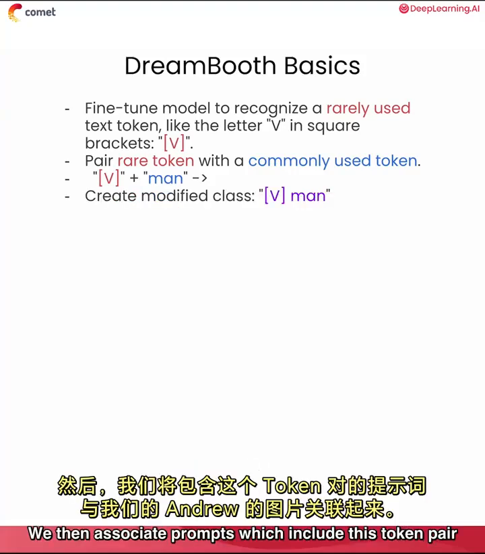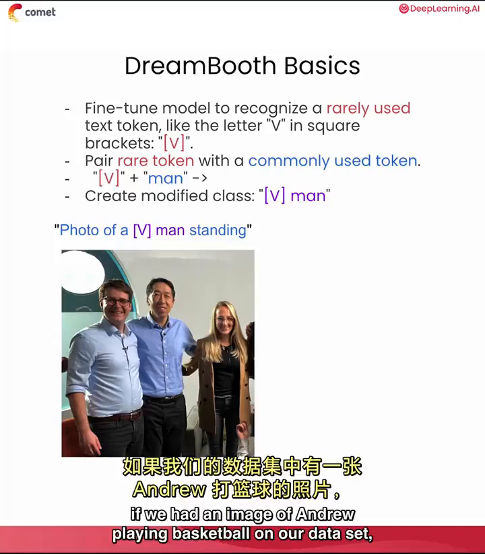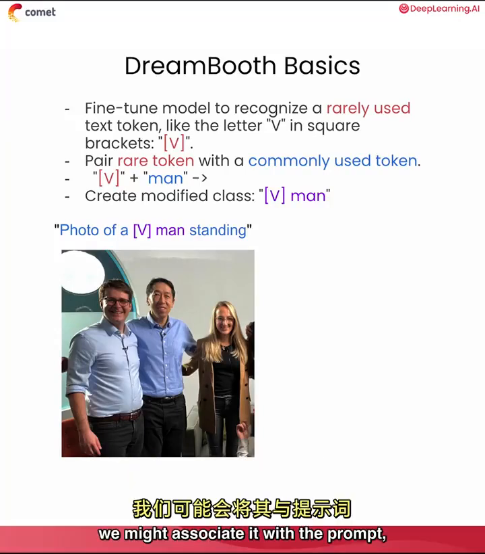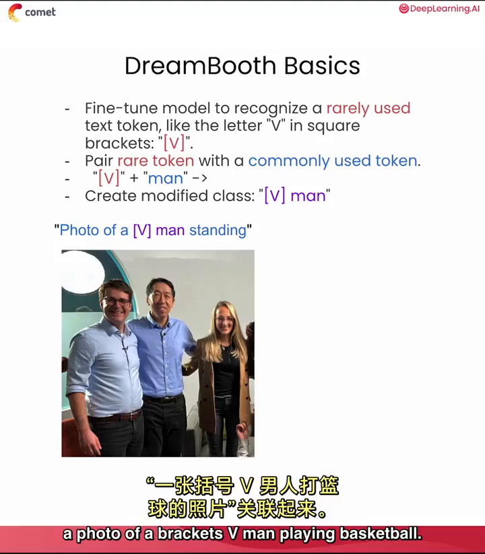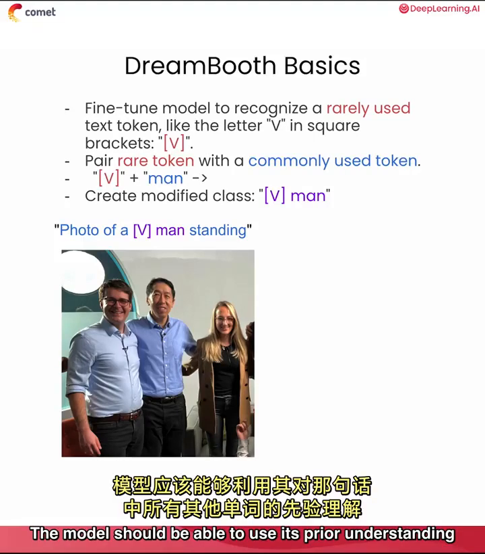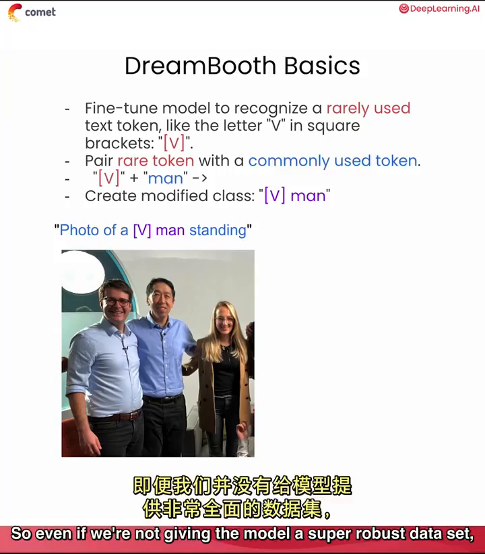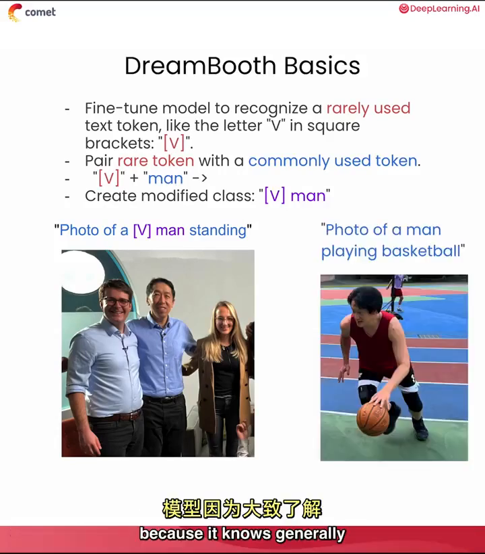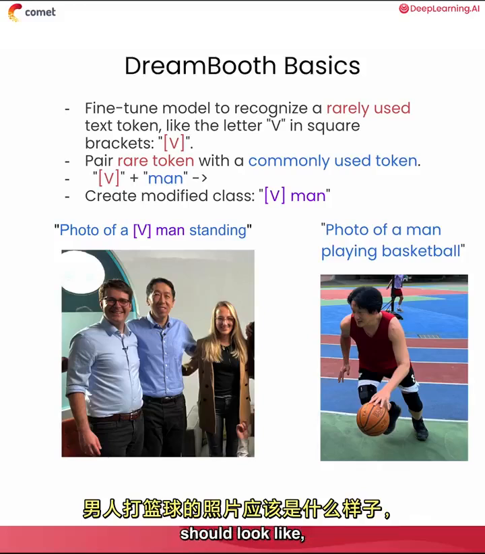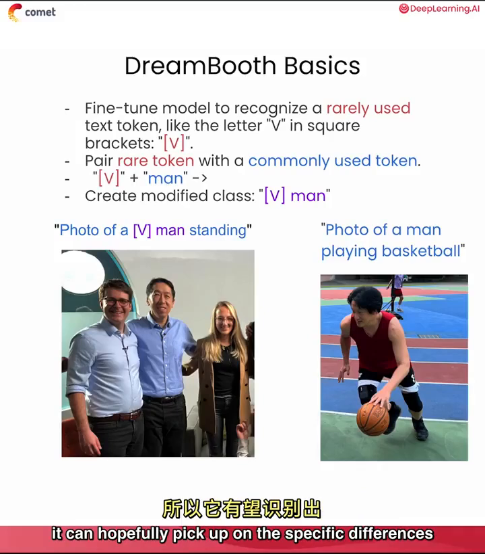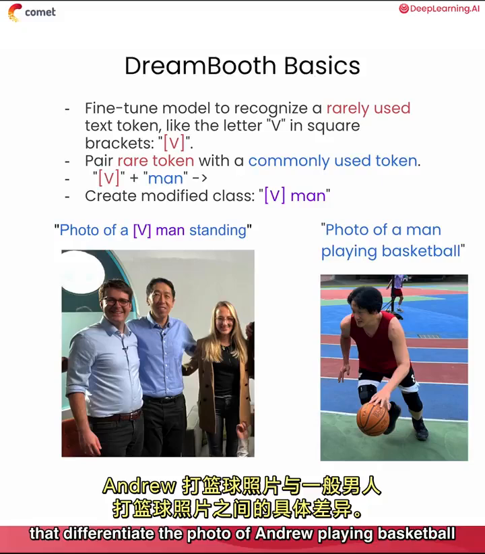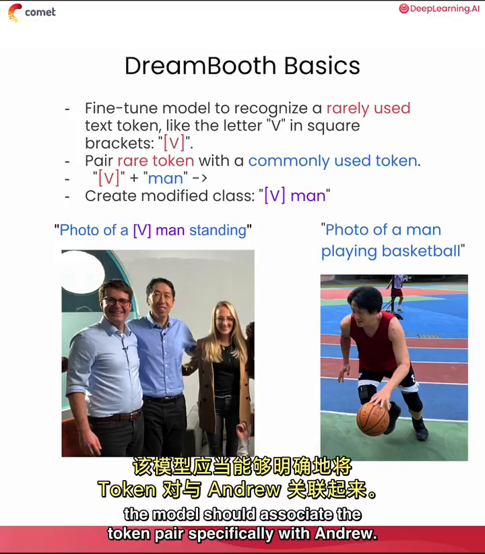We then associate prompts which include this token pair with our images of Andrew. So, for example, if we had an image of Andrew playing basketball in our dataset, we might associate it with the prompt, a photo of a brackets V man playing basketball. The model should be able to use its prior understanding of all the other words in that sentence to guide its generation. So, even if we're not giving the model a super robust dataset, because it knows generally what a photo of a man playing basketball should look like, it can hopefully pick up on the specific differences that differentiate the photo of Andrew playing basketball from a general photo of a man playing basketball. After fine-tuning, the model should associate the token pair brackets V man specifically with Andrew.